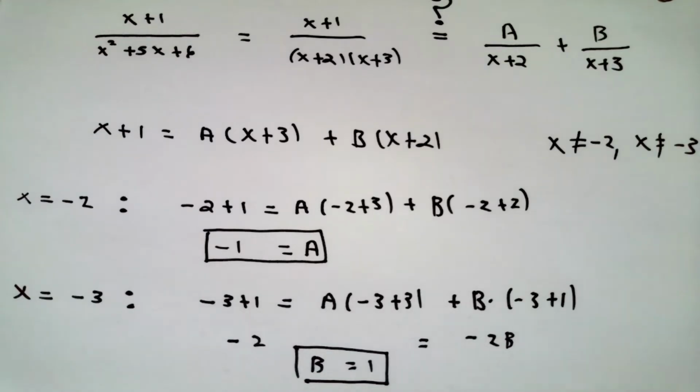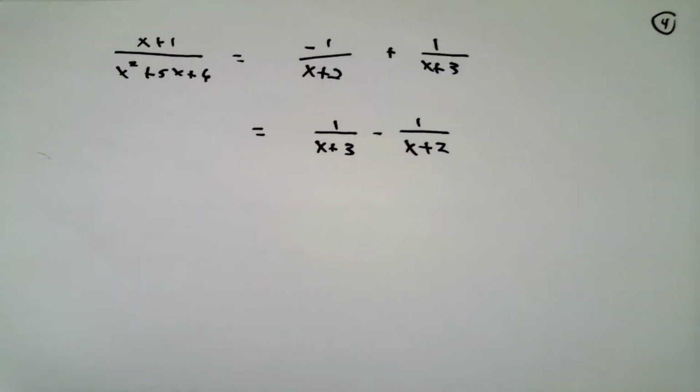If I do the same with x equals negative 3, it develops that negative 2 needs to equal negative 2 times b, which tells me that b should equal 1. The usefulness of this is that if I have a rational function and I can split it up in this way, as we've just done, then it makes it easy to integrate.